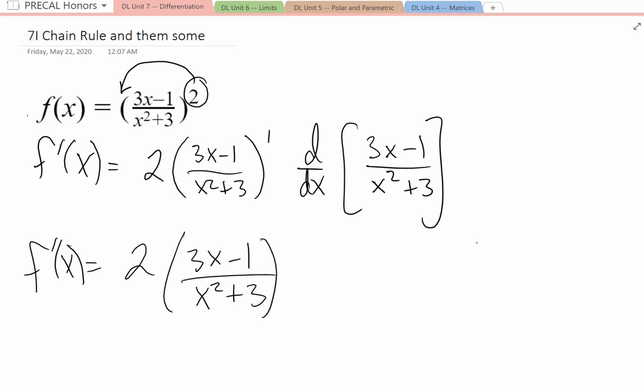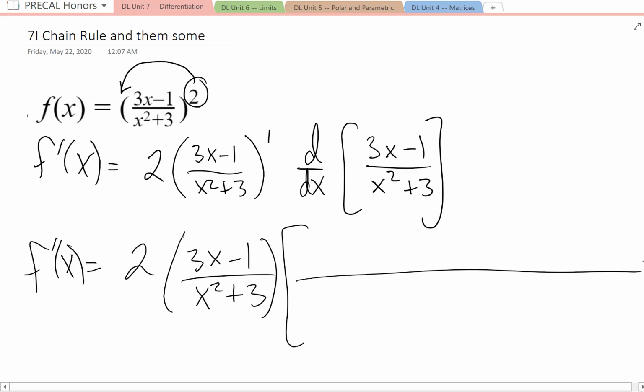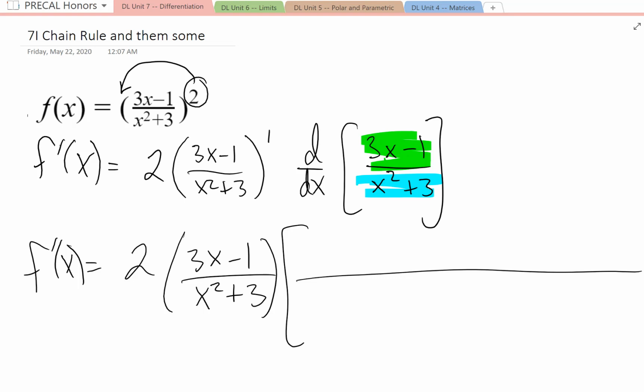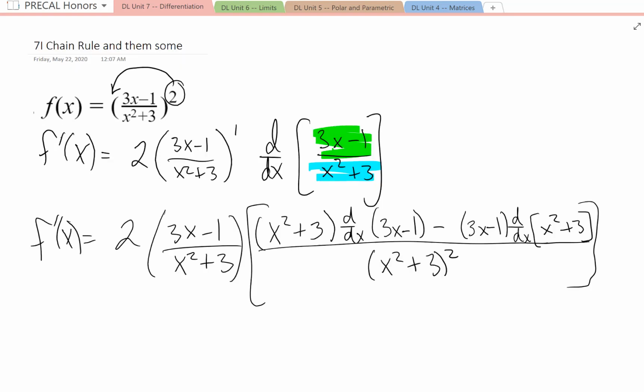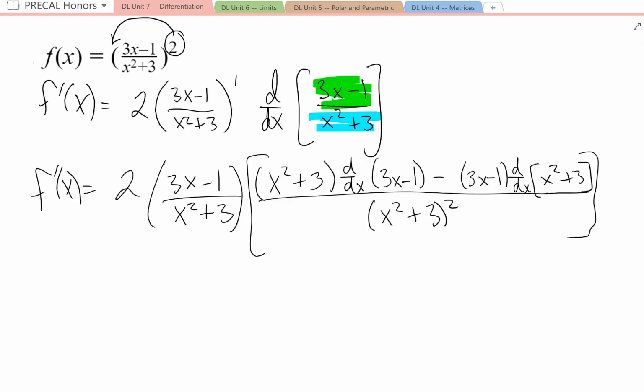The derivative of this quotient. This is the lower function. This is the upper function. Low D high minus high D low over low squared we go. Okay, we still have some more things to derive, but we're getting there.